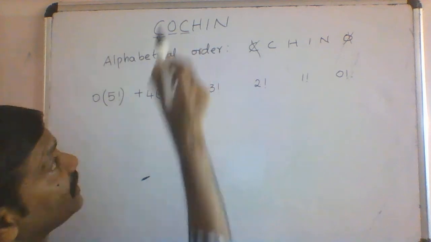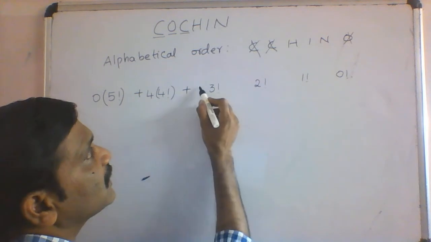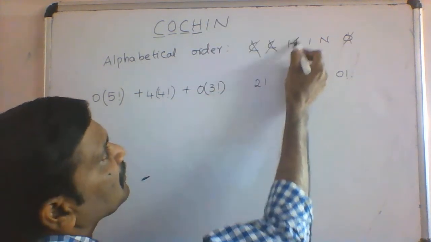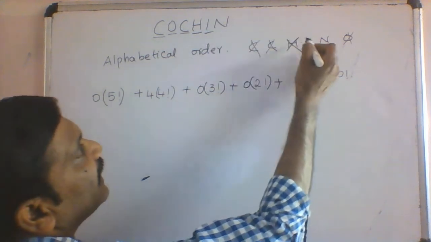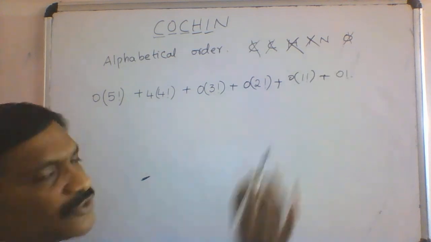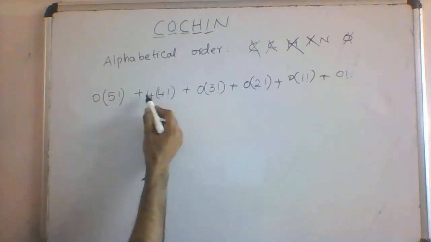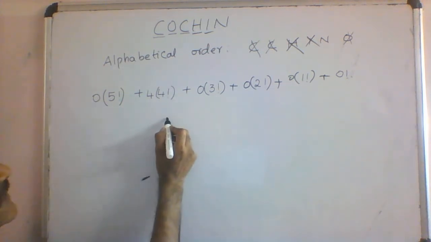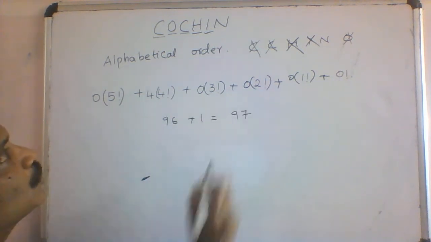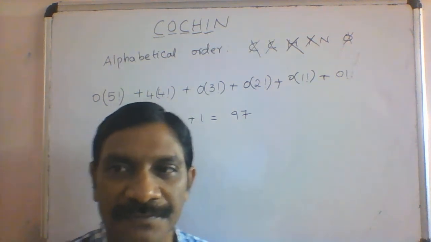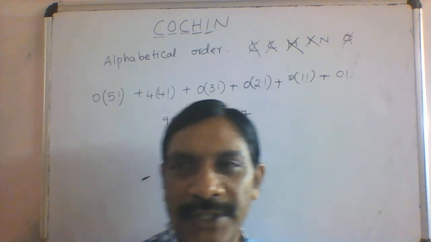Next required letter C. C is here, cut off. Before that no letter is there, so 0. Next is H. H here only, no letter before that, so 0. Next required I 0, and that always will be 1. So if you count 4 factorial is 24, 24 fours is 96, and that is plus 1. So the rank of the word Cochin is 97. Here we can see a good word here.